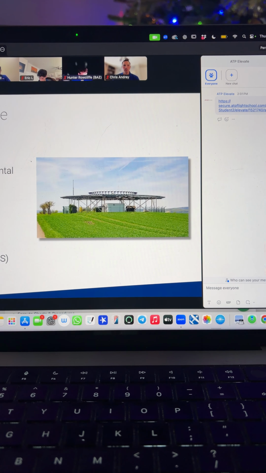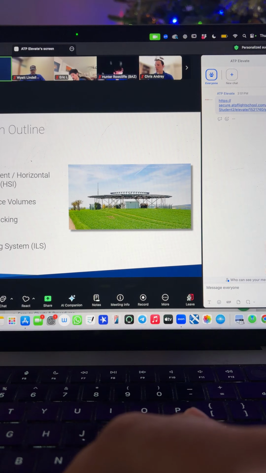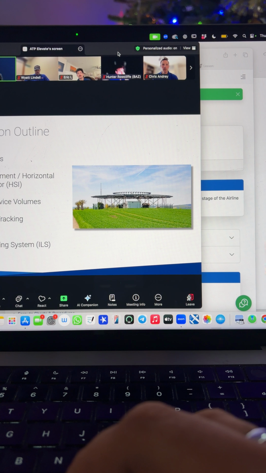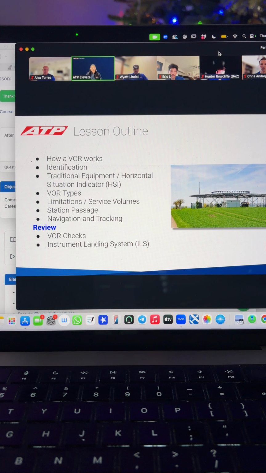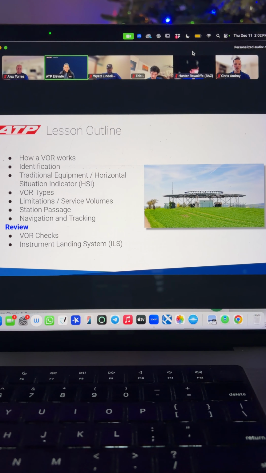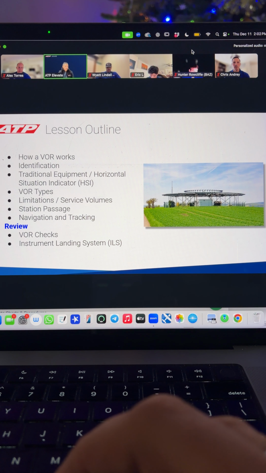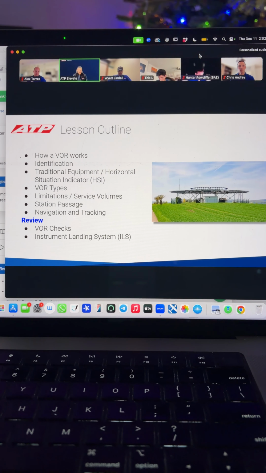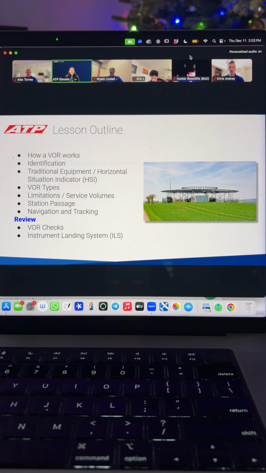So we want to know how to identify the VORs, the radials, how to track and intercept them, as well as DMEs, distance measuring equipment, or we're going to do a DME arc, things like that. So we'll talk about that a little bit. If you guys have questions, definitely ask. And then we will go into our ILS and its components, or our instrument landing system.